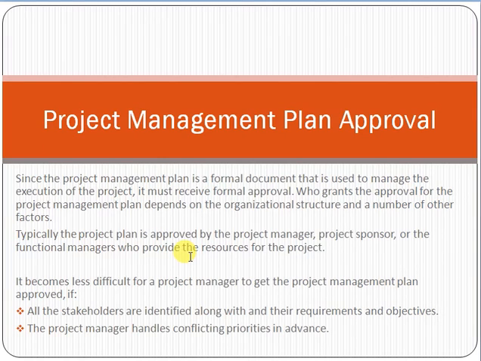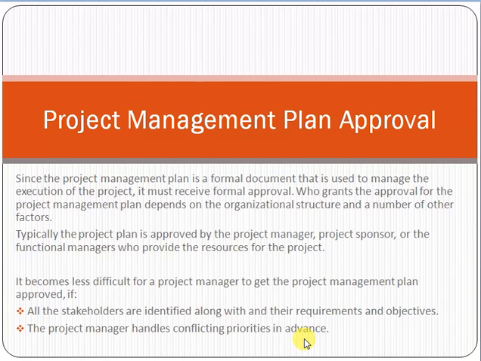Friends, let me tell you that it becomes less difficult for a project manager to get the project management plan approved if all the stakeholders are identified along with their requirements and objectives, and the project manager handles conflicting priorities in advance. If you have the know-how, if you know your stakeholders' priorities, you can get the sign off. Remember one thing, friends, it's a very typical scenario. It's not easy to get the sign off from the senior management. If you are already a project manager, I hope you understood my point. It's not easy to just simply go and get the sign off, because there are so many things: cost, schedule, quality, so many factors.